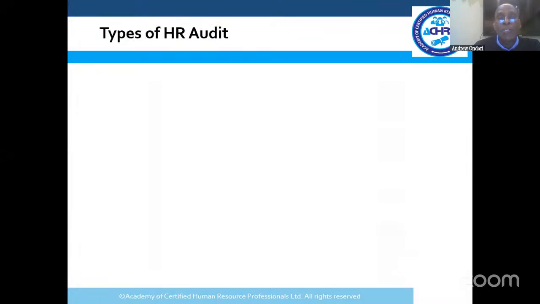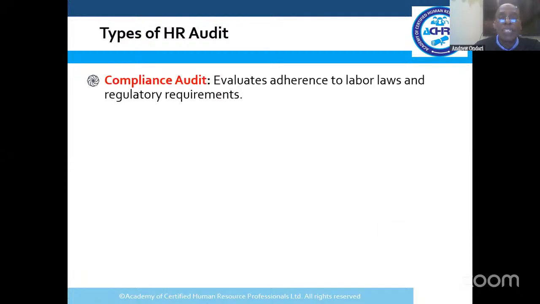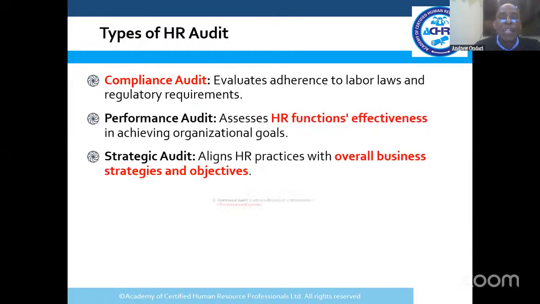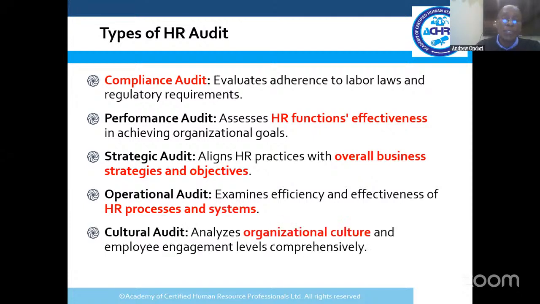I want us to move on, in the interest of time, to the next slide and look at the various types of HR audit. The first one up there is compliance. Compliance has to do with adherence to the various labor laws. And I can mention several of the labor laws that we have to comply with as HR professionals.